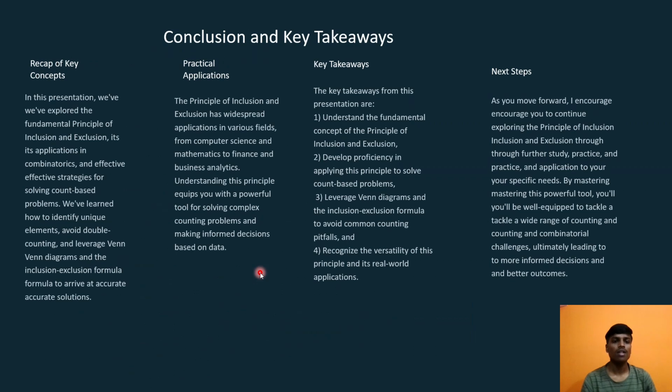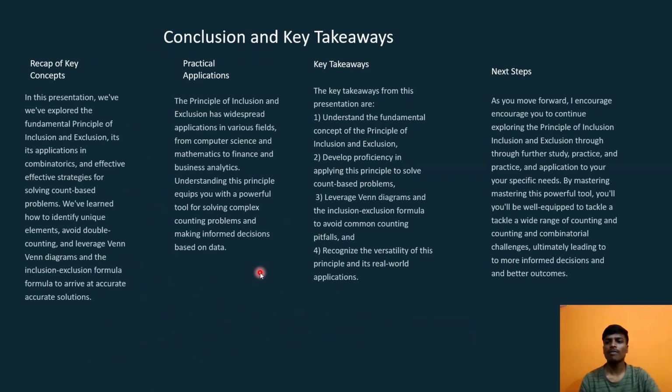So, the conclusion and key takeaways. In this presentation, we have explored the fundamental principles of inclusion and exclusion, and its widespread applications in various fields, including computer science, mathematics, finance, and business analytics. Key takeaways: understand the fundamental concepts of the principle of inclusion and exclusion, and develop proficiency in applying this principle to solve count-based problems, leveraging Venn diagrams, etc.